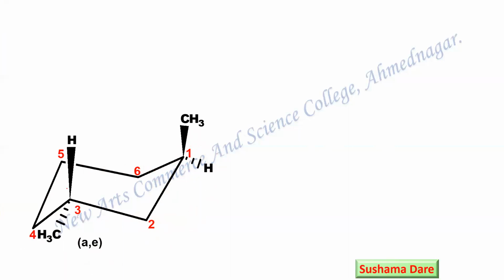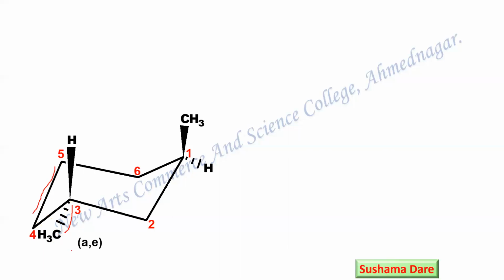Now at number 3, what is the requirement at number 3? The methyl group is going in the downward direction. So for a methyl group going in the downward direction, always remember this group we have to draw parallel with this line. So this methyl group at number 3 position has to be parallel with this line.